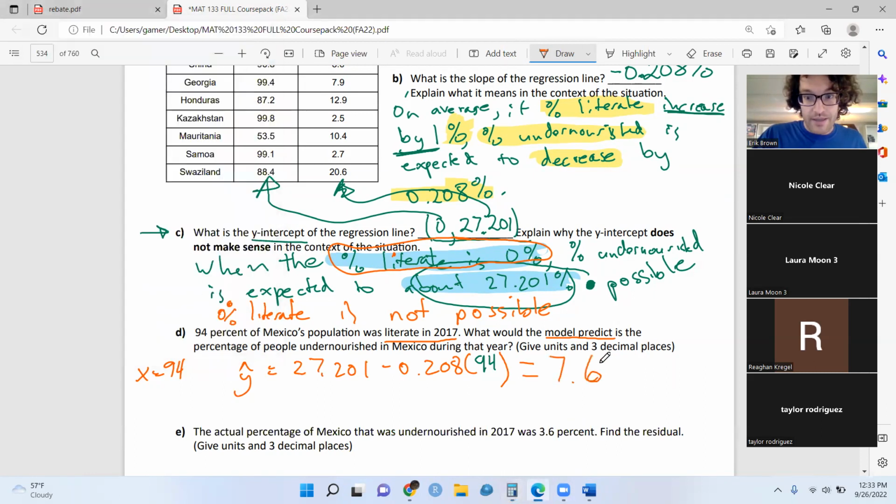How does everyone feel about 7.649? Yay. Anyone lost on that? So would the units be undernourished then? Yes, it's 7.649% undernourished. Very good, because that is a Y hat value.